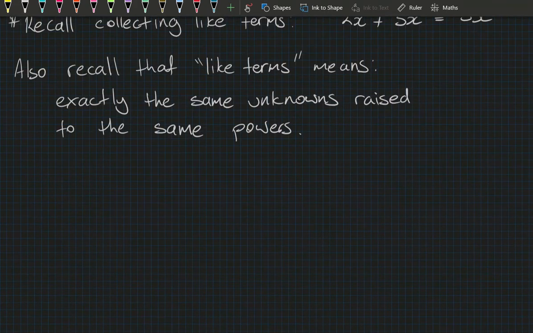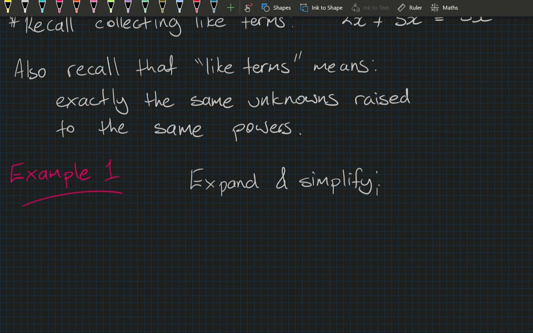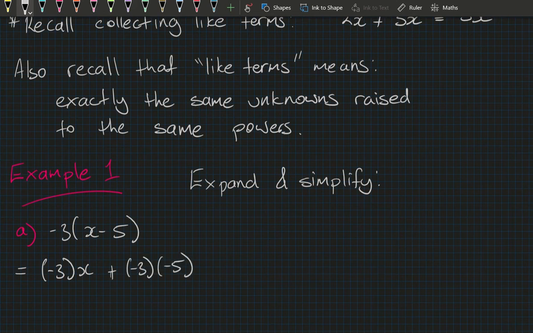Anyhow, let's get on to example 1, where they want us to expand and simplify the following expressions. In part A, the expression is minus 3 times x minus 5. So the only potential pitfall here is the negative times negative. But if you use brackets like this, that probably seems like an extra unnecessary step, but it might be helpful for some of you. Anyhow, taking into account the negative times negatives, etc., we end up with minus 3x plus 15.